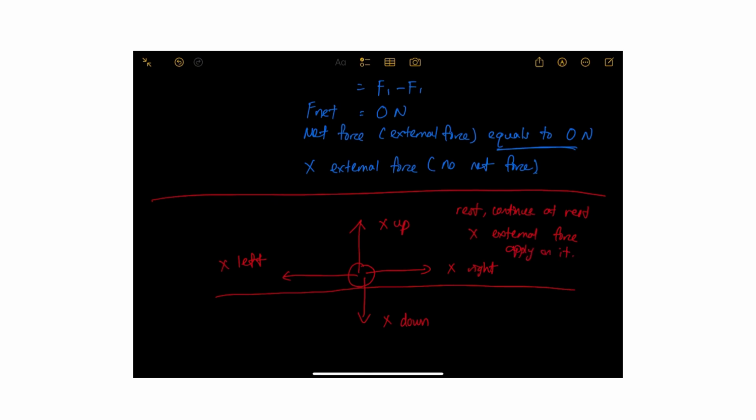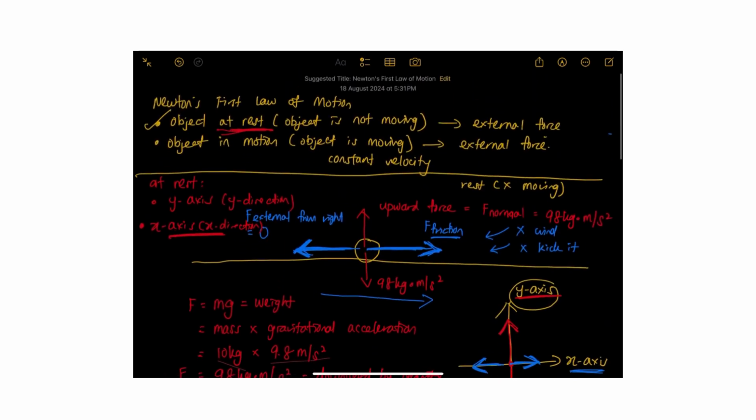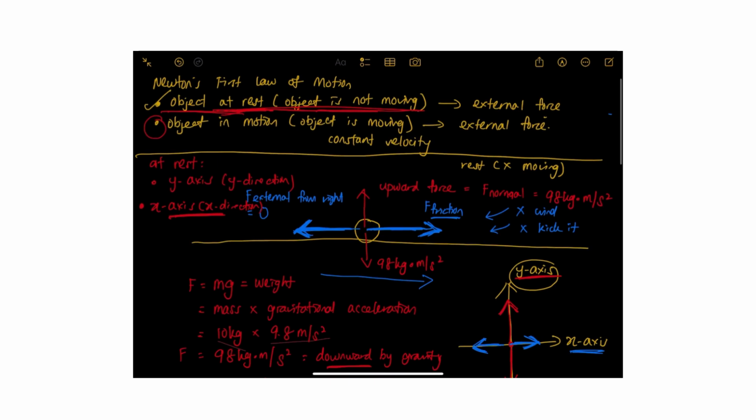Okay, so this video explains the first part of Newton's law of motion. So in the next video, I'm going to talk about the second part, which is object in motion, where we say the object which is moving will continue to move at constant velocity unless it is acted upon by an external force.